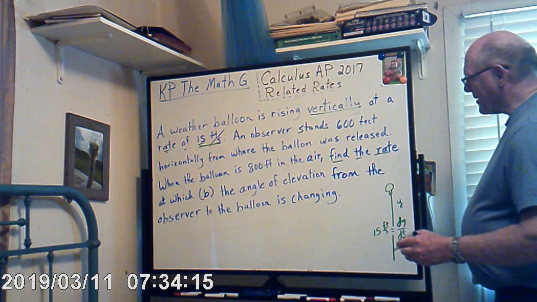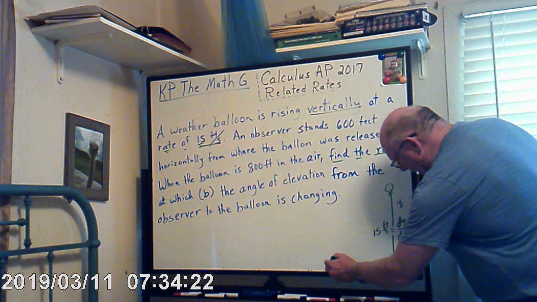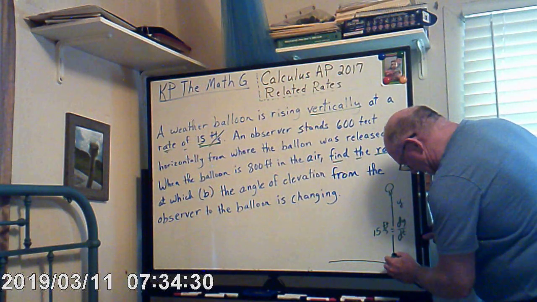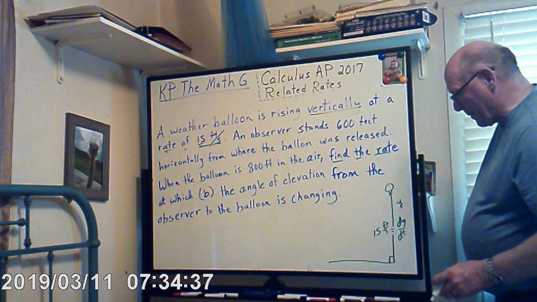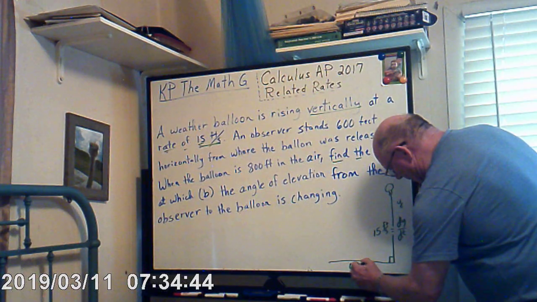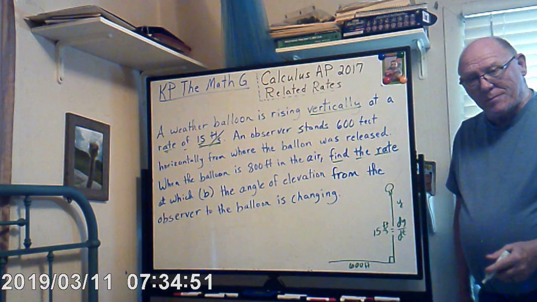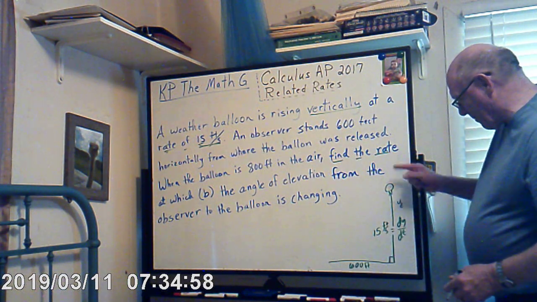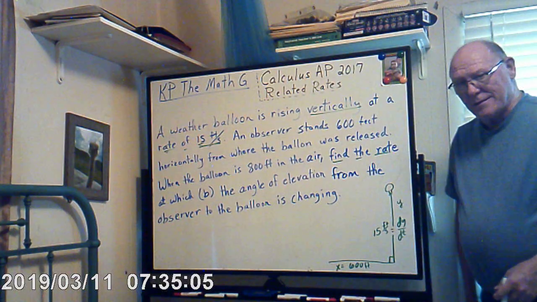An observer stands 600 feet away. So I'm going to draw this a little bit further down right here. It's going to make a right angle, so it's on flat ground, in other words. Not on a hill, but flat ground. 600 feet horizontally. Isn't that going to be the x? This is the x-axis, this is the y-axis. So x has a distance of 600 feet.